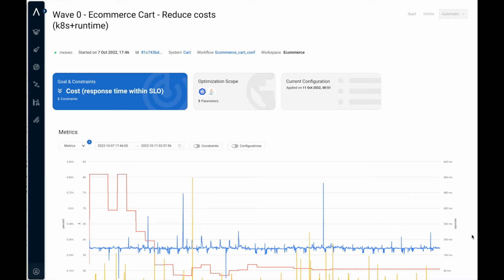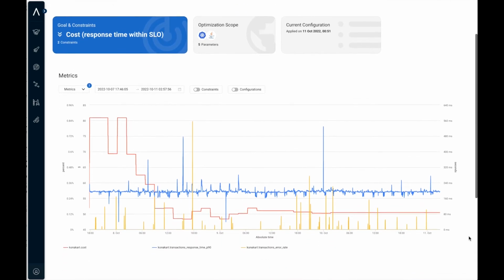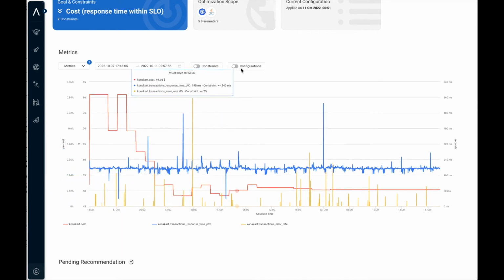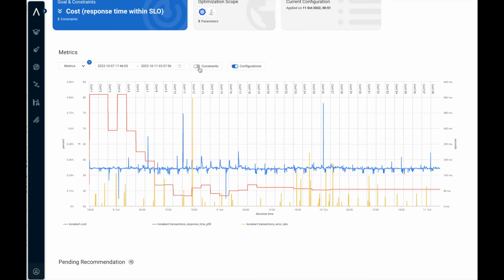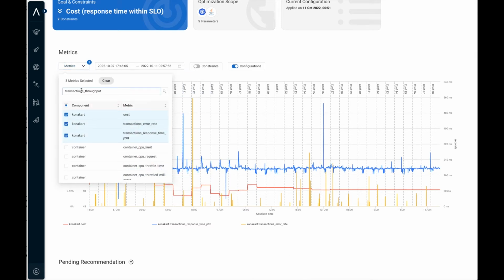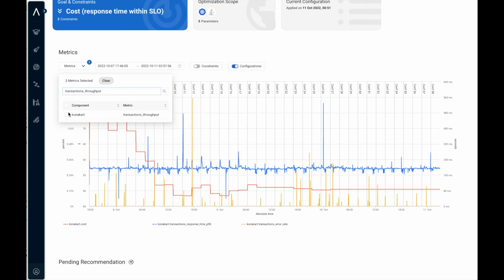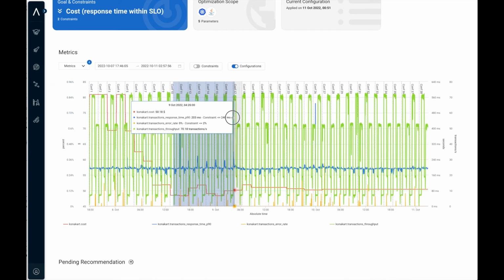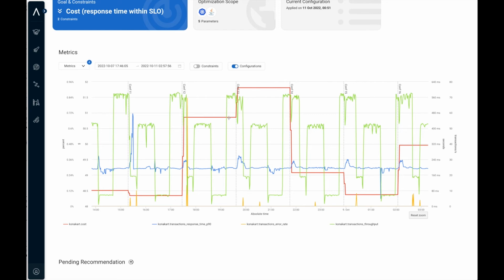Let's now have a look at how the Akamas optimization works right after being started. The red line represents the cost, and here we can see that after multiple configurations being applied, the cost has been reduced over time. Let's also inspect the workload, which is represented by the transaction throughput metric. And let's focus on this time period to observe more clearly the workload pattern.